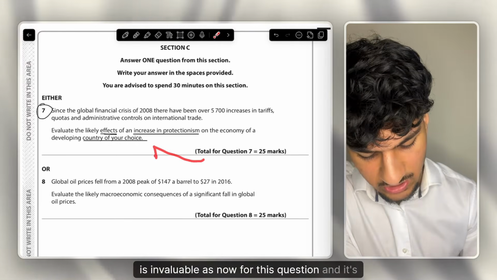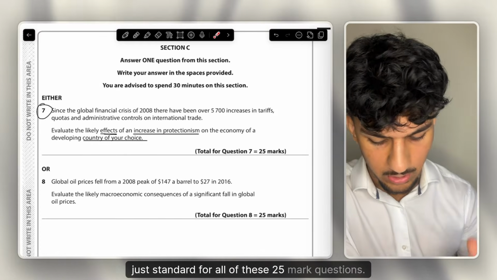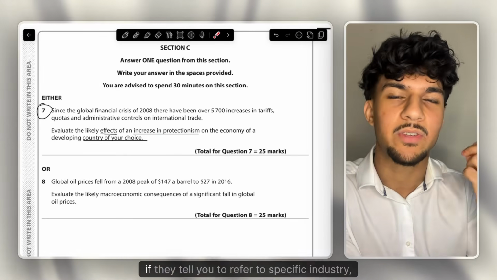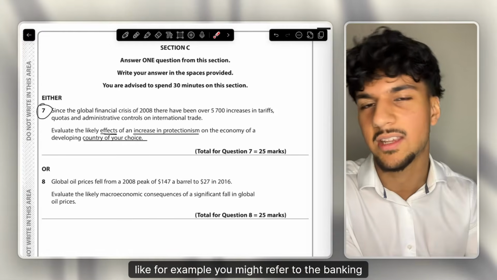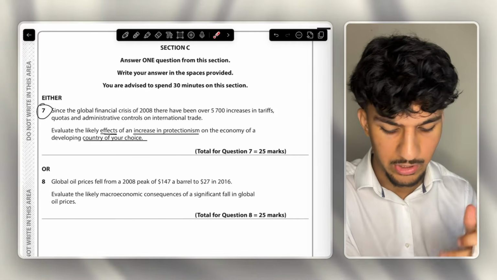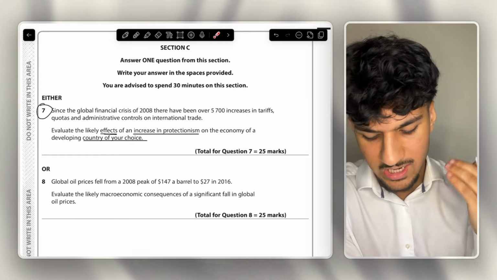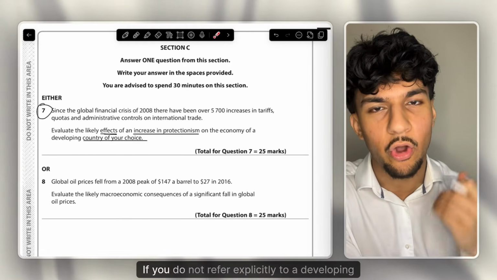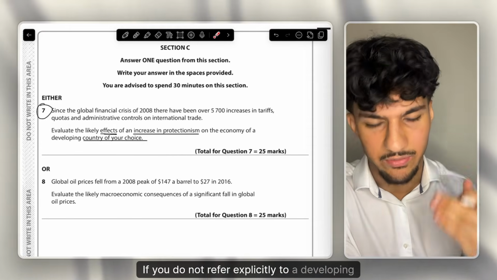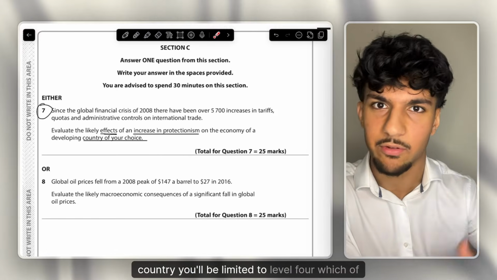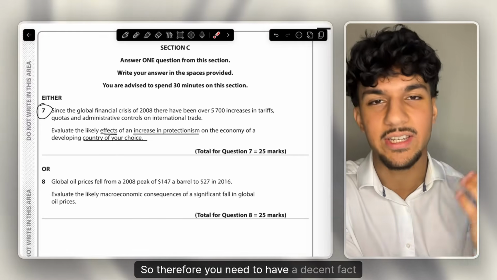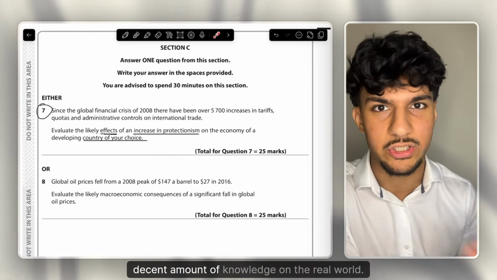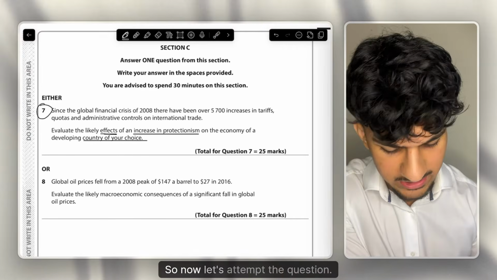For this question, and it's just standard for all of these 25 mark questions, even in micro, if they tell you to refer to a specific industry, like for example the banking industry or the motor industry, here they told you to refer to a specific developing country. If you do not refer explicitly to a developing country, you'll be limited to level 4, which of course is going to limit your marks. So you need to have a decent fact file, a decent amount of knowledge on the real world. So now let's attempt the question.